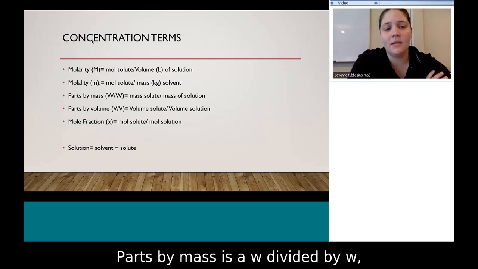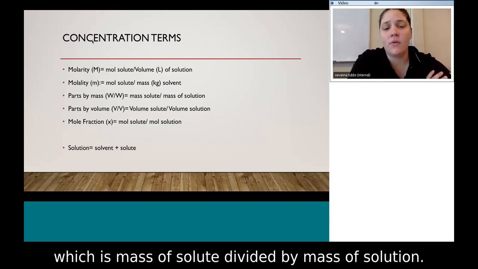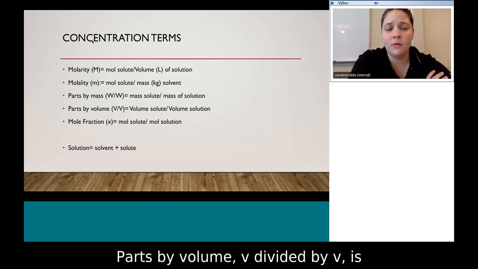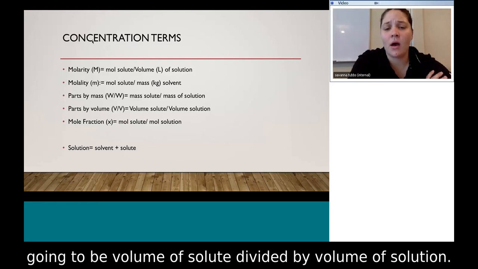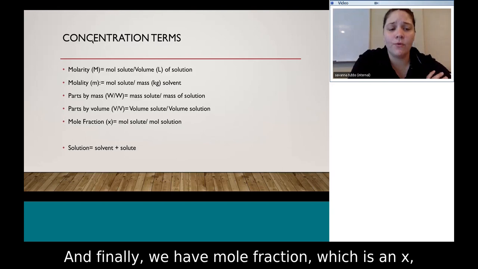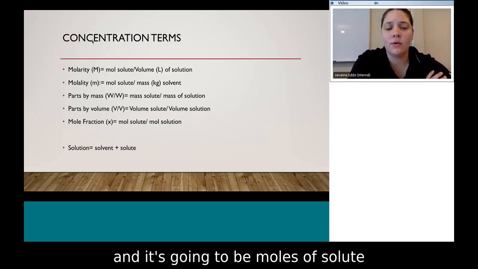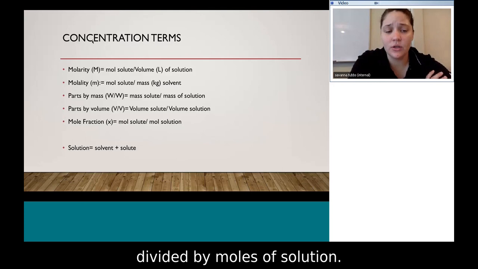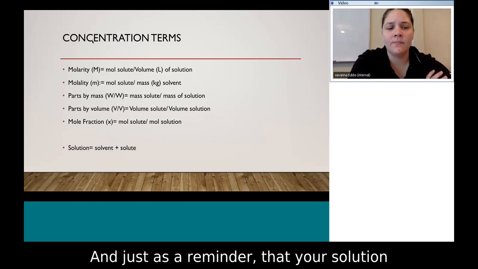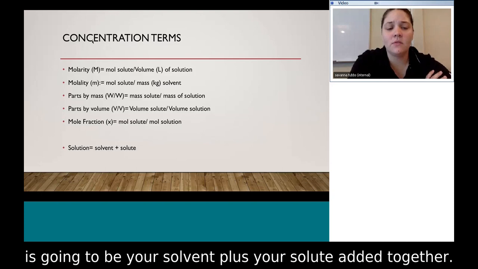Parts by mass is W divided by W, which is mass of solute divided by mass of solution. Parts by volume, V divided by V, is volume of solute divided by volume of solution. And finally, we have mole fraction, which is an X, and it's moles of solute divided by moles of solution. And just as a reminder, your solution is your solvent plus your solute added together.